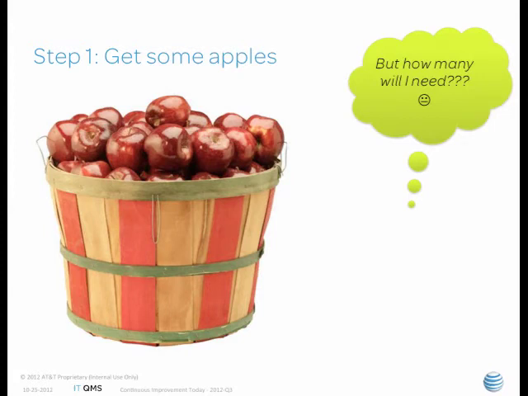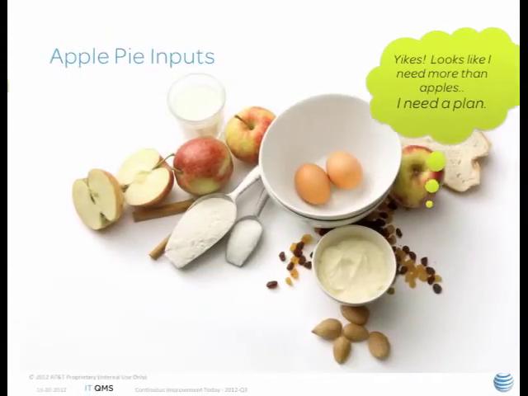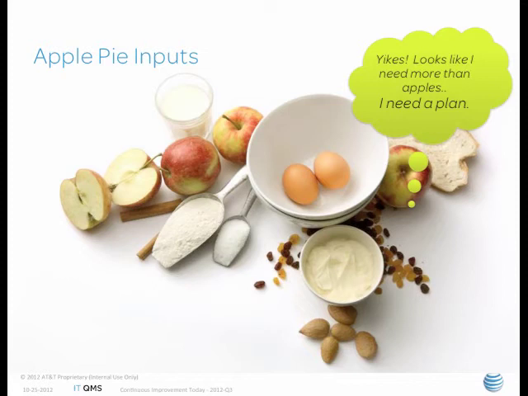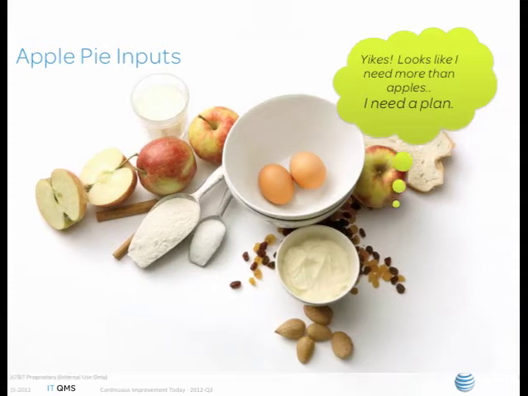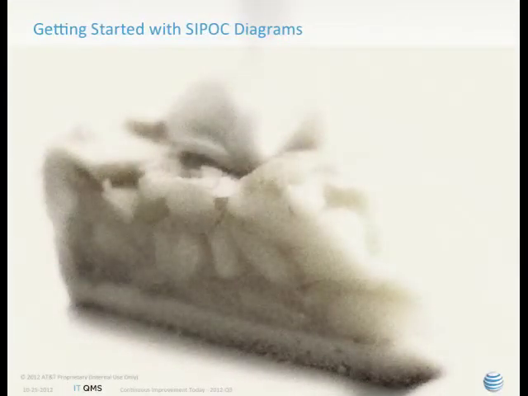Well, how many am I going to need? Well, looks like I need a plan here. These are the apple pie inputs. So I need more than just apples. I need to know what goes into apple pie if I'm really going to be a great apple pie baker. One of the ways we can do that is we can start with something called a SIPOC diagram.